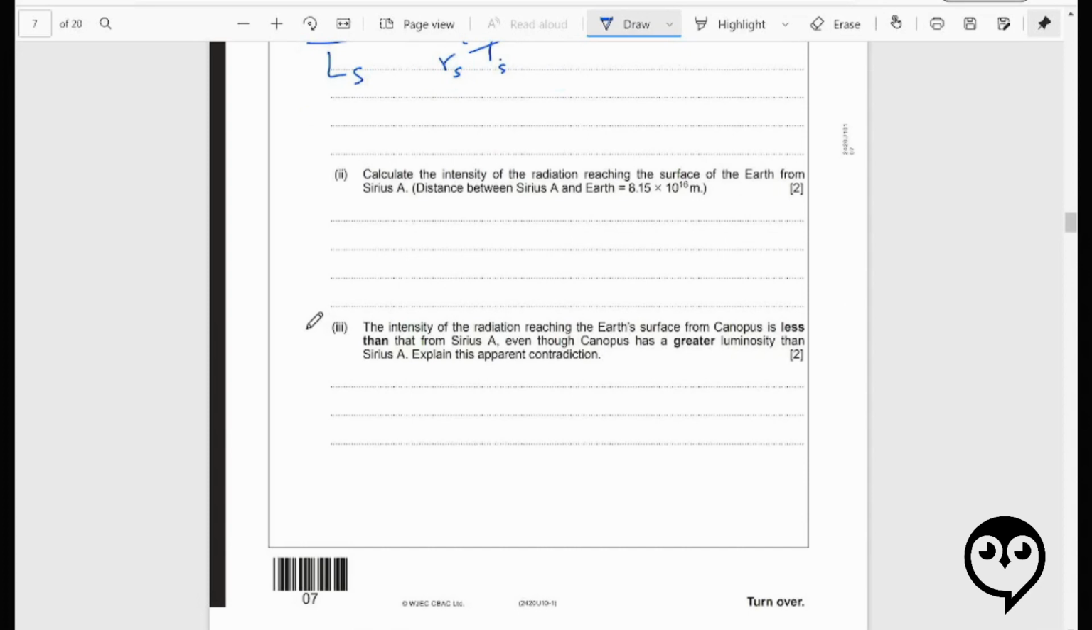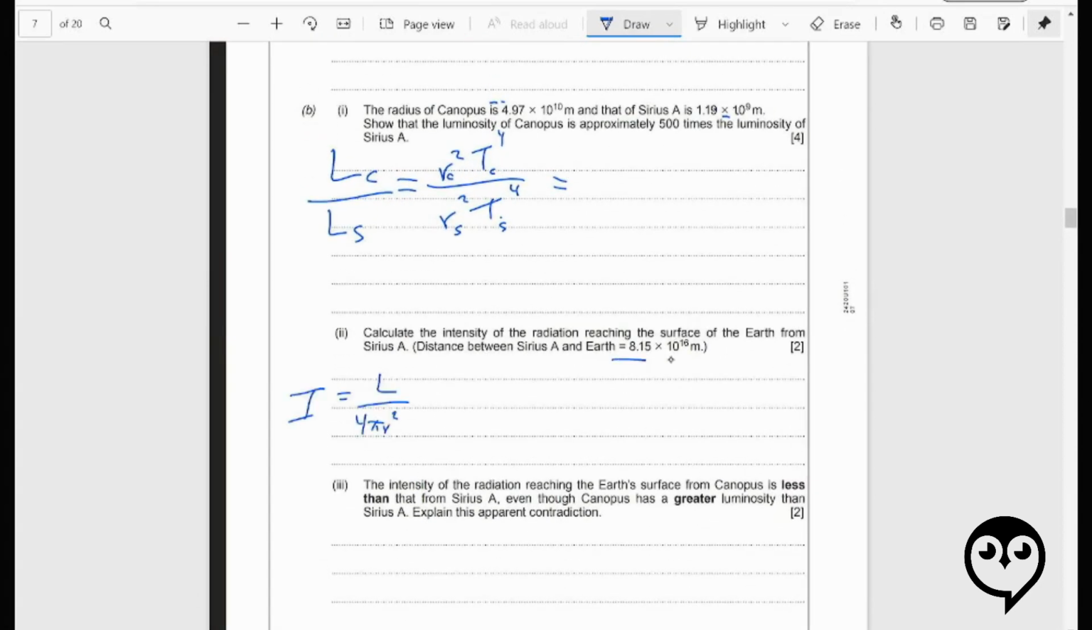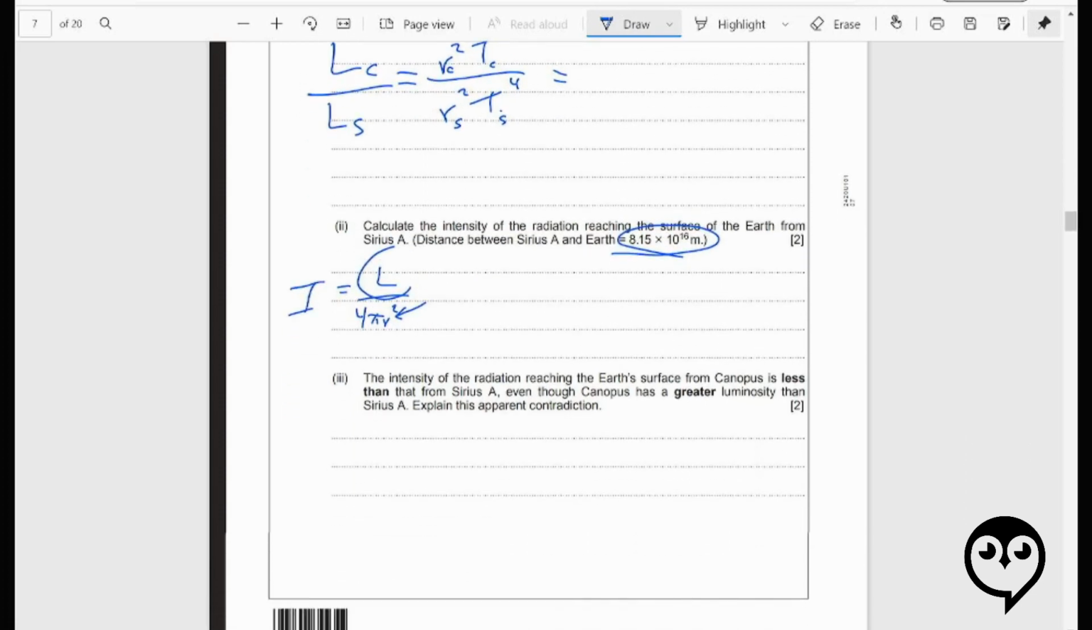Okay, a couple more questions. Calculate the intensity of radiation reaching the surface of the Earth from Sirius A. Told us the distance from the Earth, so that's what you're going to substitute in for the R here. And you've got your luminosity from up above, and there's your calculation. The intensity of the radiation reaching the Earth's surface from Canopus is less than that of Sirius. Yeah. Even though Canopus has a greater luminosity.